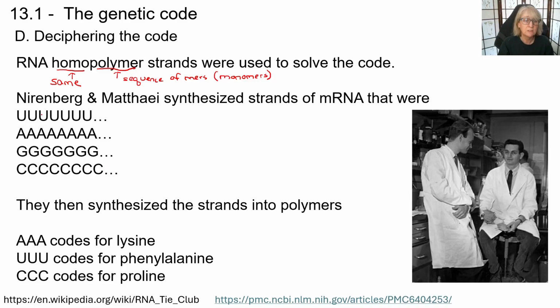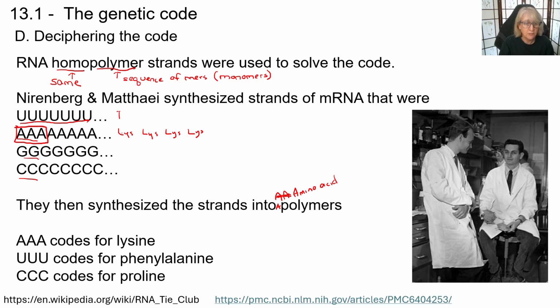Nirenberg and Matthaei actually sequenced strands of RNA that were homopolymers, or they were made up of all of the same monomer repeated over and over and over again. And then they synthesized these in a lab into chains of amino acid polymers. When they did this, they got lysine for AAAAAA. They got lysine, lysine, lysine, lysine. And so that led them to discover that AAA is the code for lysine.